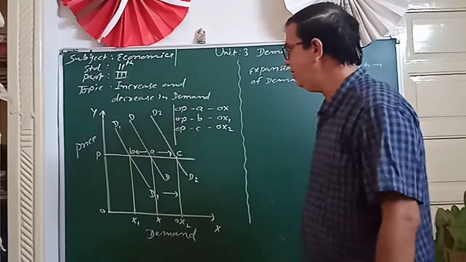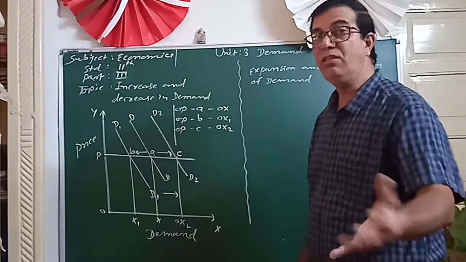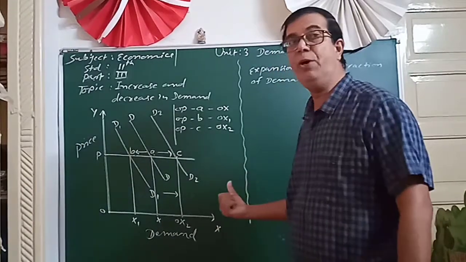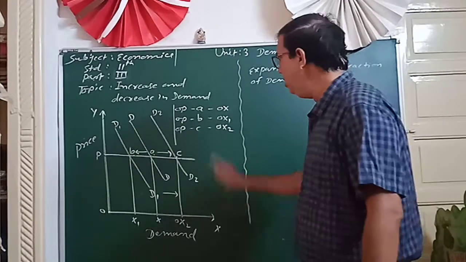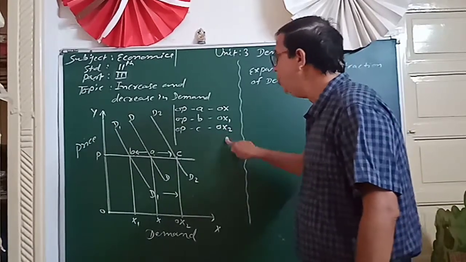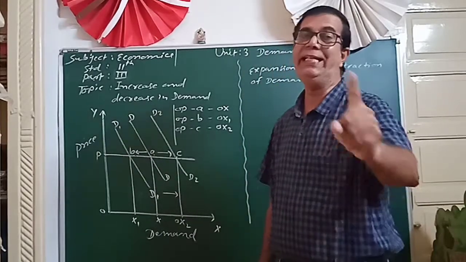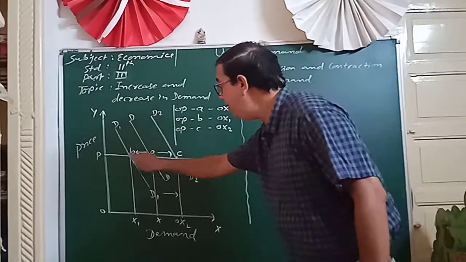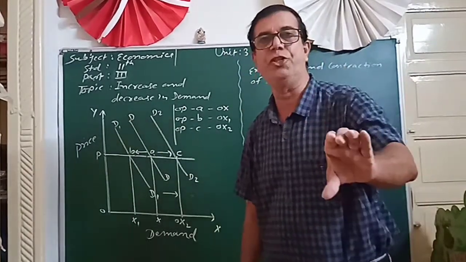Now in the other situation, the price remains OP, but because of other factors, the new demand curve shifts to the right-hand side of the original demand curve, and the equilibrium becomes C. At that time, demand is OX2. OX2 is greater than OX. This is known as increase in demand. In increase and decrease in demand, equilibrium points as well as demand curves change.